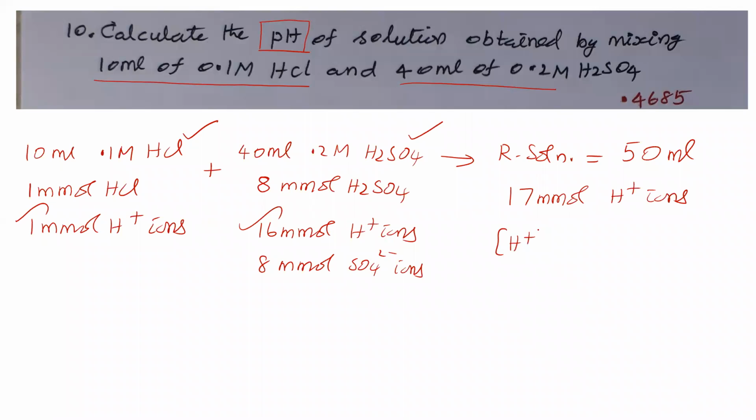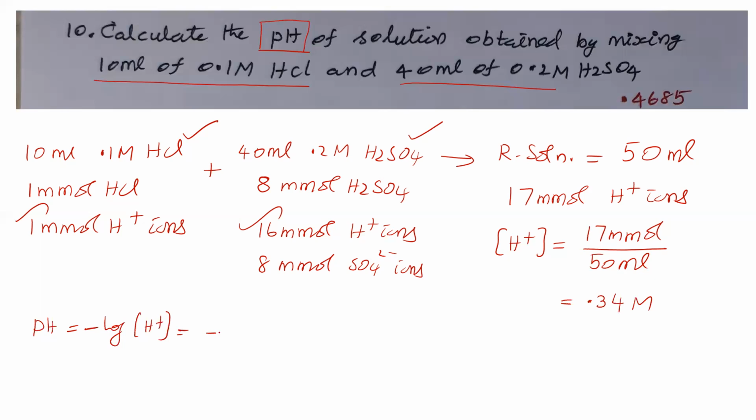So now we will calculate the concentration of H plus. Concentration of H plus is equal to these 17 millimoles of H plus ions divided by this 50 ml volume of resultant solution. So from this we get the concentration of H plus, this much. From this we will go for pH. pH is equal to minus log of H plus concentration.